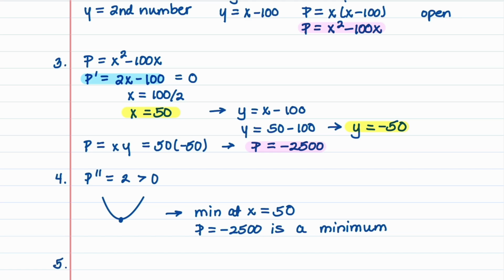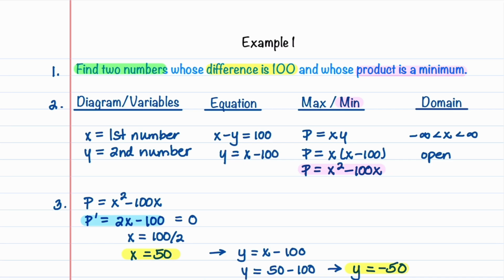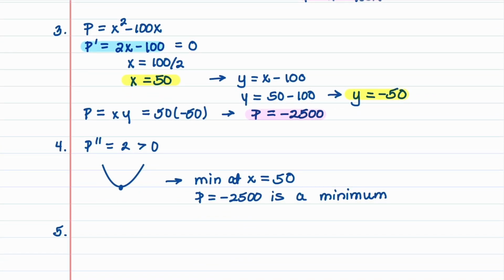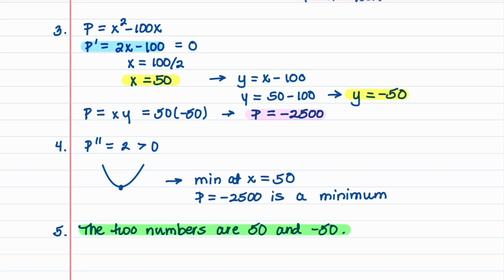Now, our last step is to reread our problem and clearly state our final answer in a complete sentence. Let's go back up. Our problem tells us that we need to find two numbers. So that's the question that we need to answer. So we're going to say that the two numbers are 50 and minus 50. And that's our final answer.